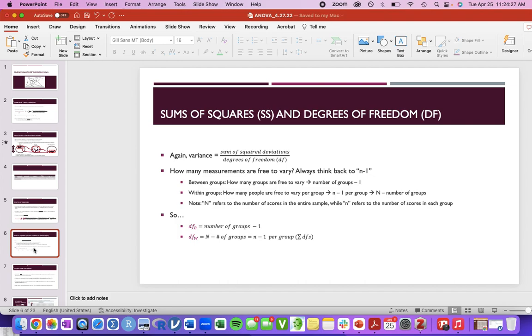Then we get to our within groups degrees of freedom. And that is when we ask ourselves how many people are free to vary per group. So that's when we add up all of the people and subtract 1 per group. So that's going to be all of the people minus the number of groups. Let's say we had 20 people in each group. That means we have 80 people total, minus 4 groups. So our within groups df is going to be 76. And just a note here that the big N refers to the number of scores in the entire sample, where the small n refers to the number of scores in each group.